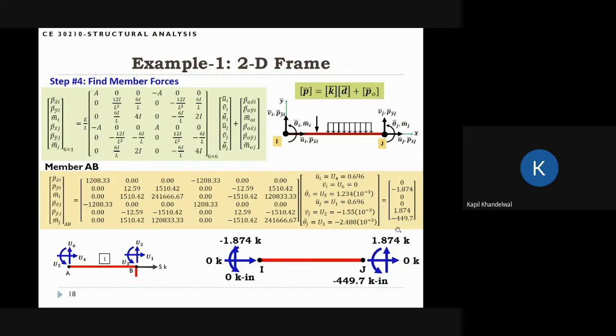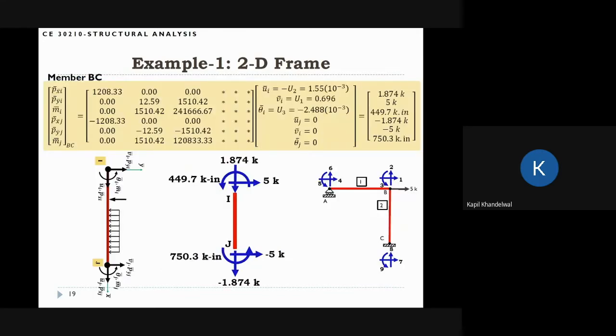The units are kip inches. Okay, I didn't put the units here, but the units are clear from the problem itself. I've shown the units in this figure. So you can see that this member is also under equilibrium. If you do a quick equilibrium check, it will turn out the system is under equilibrium. So this element is also under equilibrium. And then we also want to find the member forces for member BC.